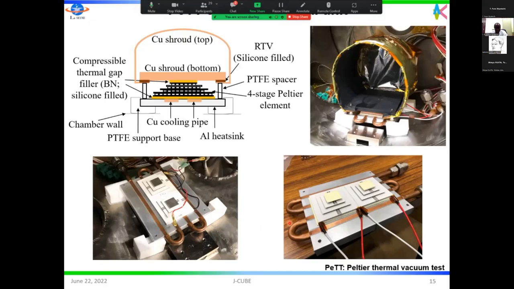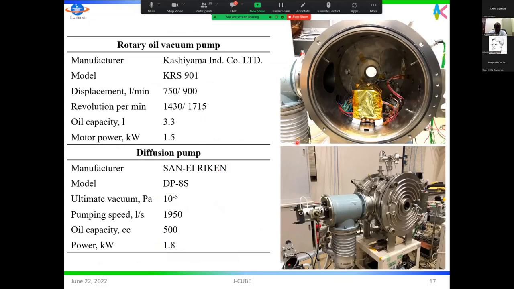All that you need is just a regulated DC power supply, and then you just reverse the polarities for heating and cooling. Yeah. So this chamber is just a chamber, and then we put this thermal system inside, covered with a multi-layer insulator to ensure that we don't have heat exchange between the shroud and also the chamber wall. And this is equipped with a diffusion pump for high vacuum pumping.